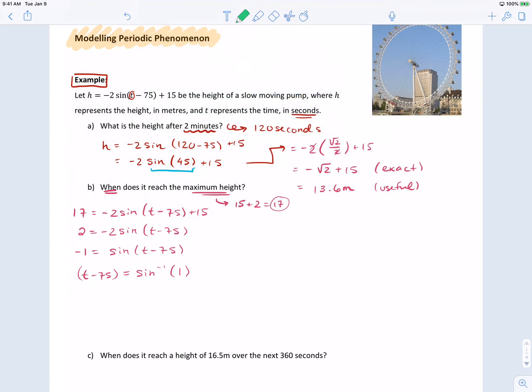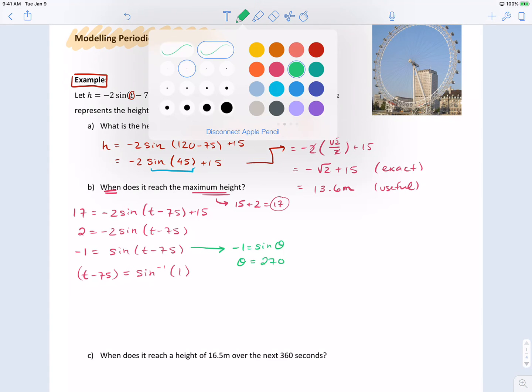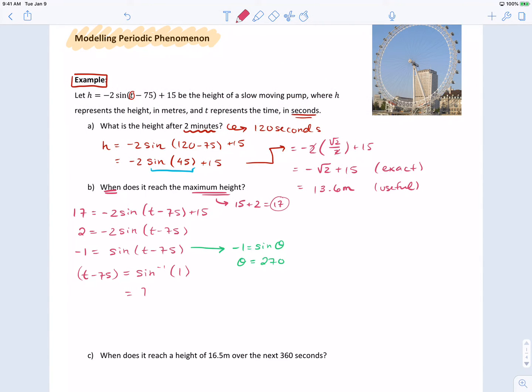If this is a step that you're like, I really don't like that, you can always think of it like this. Negative 1 equals sine of theta. So what value makes theta negative 1? That's going to be at 270 degrees. If you did that with your calculator on this side as well, you'd also be left with 270 degrees as t minus 75. The only difference is, since I've converted this into theta, we just need to change it back, and that gets us back into this equation here.